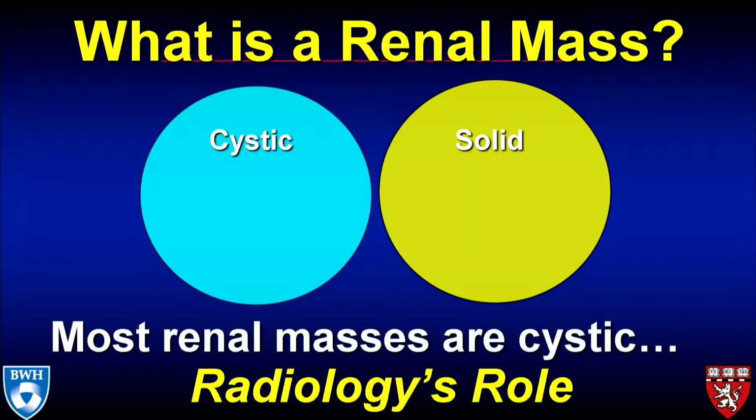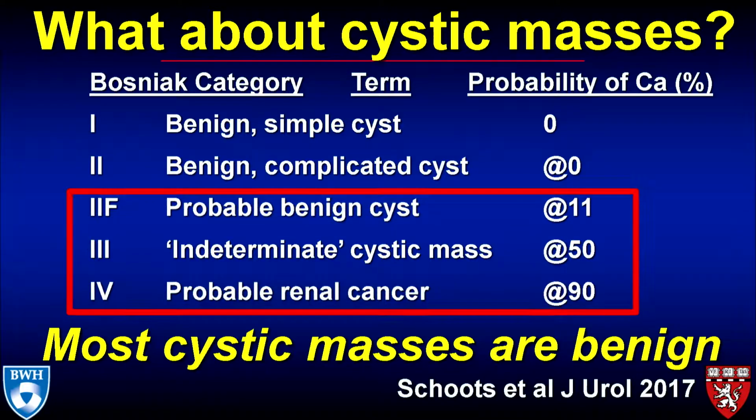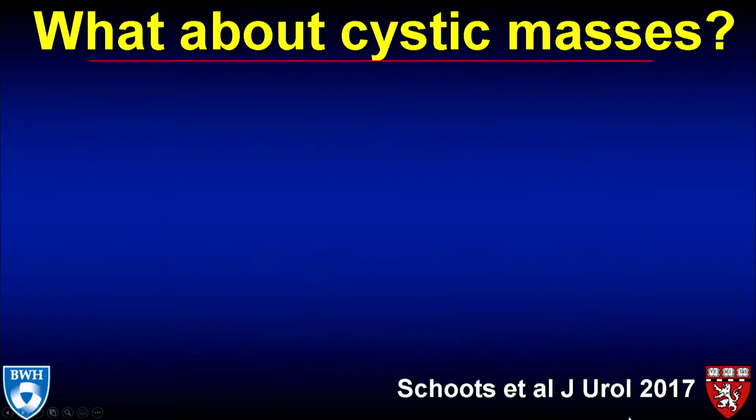Now let's talk about cystic masses and get to the Bosniak classification, because most masses are cystic. If you look at the classification, these are the data accumulated over many years. You can see here that among the 2Fs, 3s, and 4s, a good many of them are going to be benign. So the problem is we're taking a lot of these patients to surgery when they shouldn't be taken to surgery, for the reasons I just mentioned.